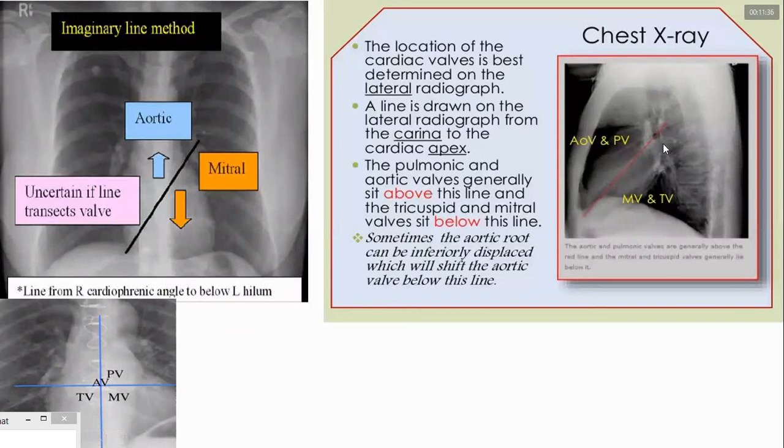Similarly, in lateral view, we can also draw an imaginary line which extends from the apex of the heart to the carina. Above this is the aortic valve, and inferior to this is the mitral valve. There is also a consensus to draw a horizontal line to separate the aortic valve from the pulmonary valve, and the mitral valve from the tricuspid valve. But at least keep in mind that the aortic valve is superior to this line and the mitral valve is inferior to the line. It is very essential.